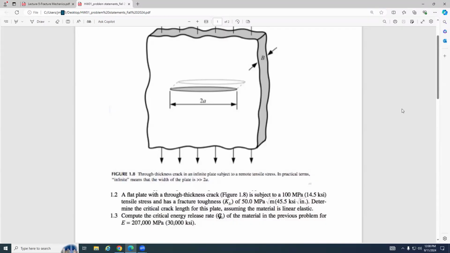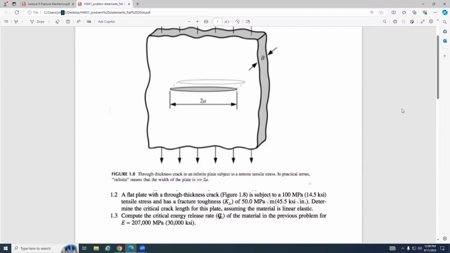For the edge crack, it is the total length of the crack, but theoretically it's also still the half, right? Do you agree? So we just denote it as half. And so this is the first problem.